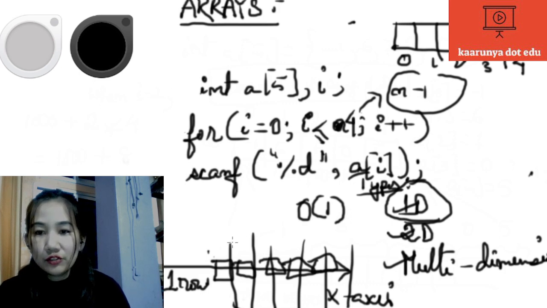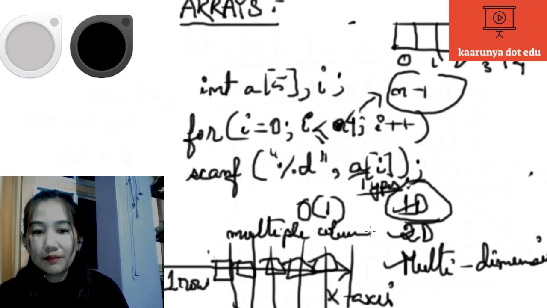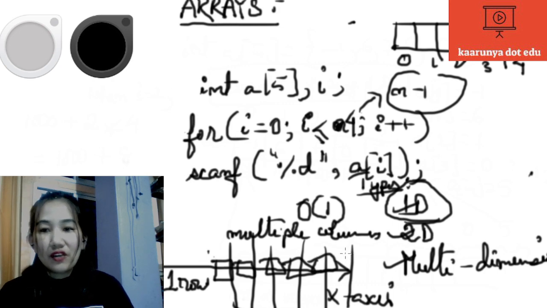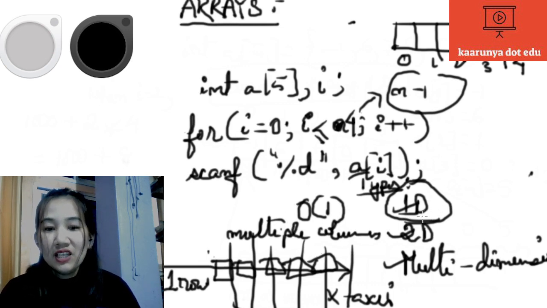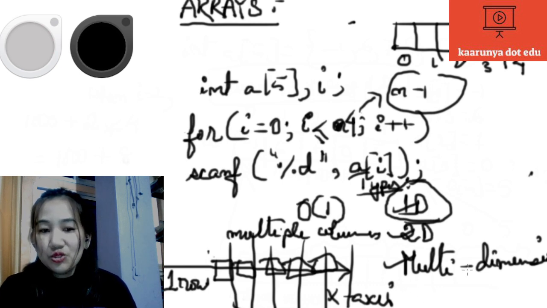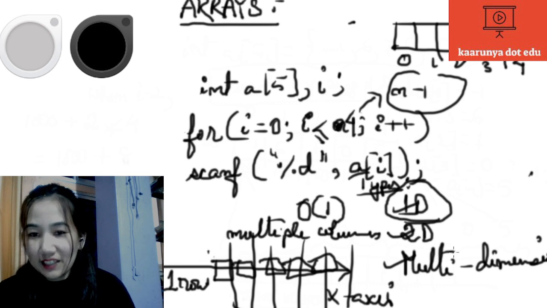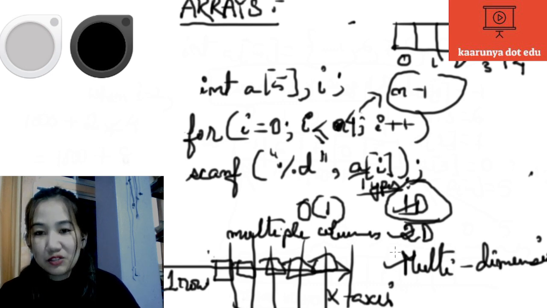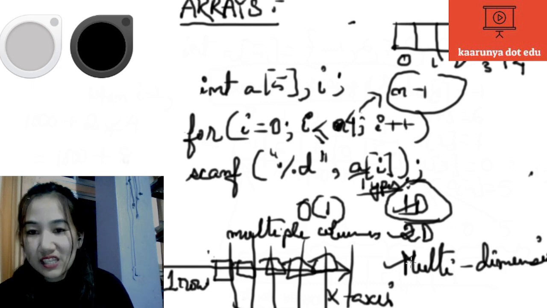So one row and then multiple columns is called a one dimensional array, in other words, right? 1D means one dimension. We can see only the x-axis here. So one row but multiple columns. The number of columns depends on the size of your array, right? So these are all about the arrays.